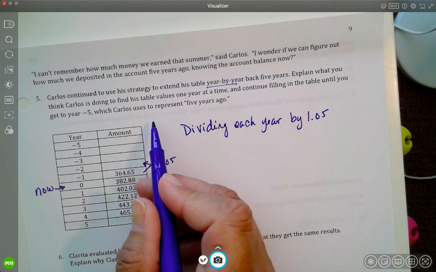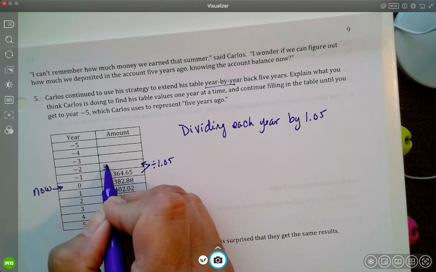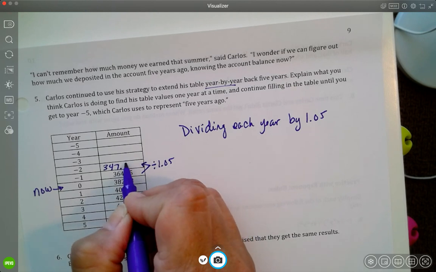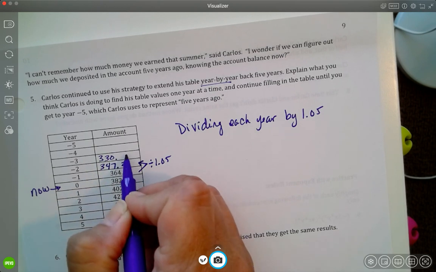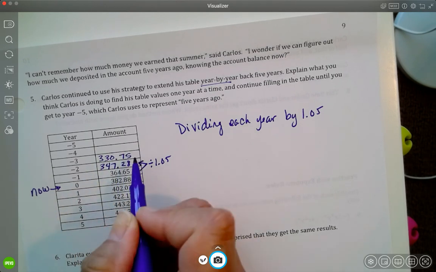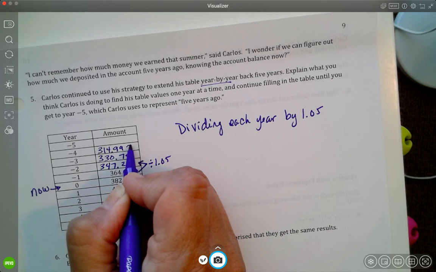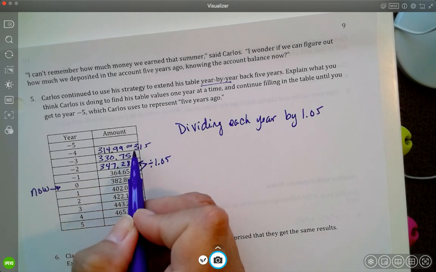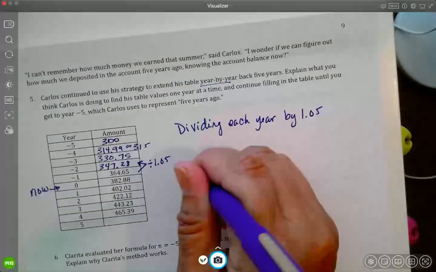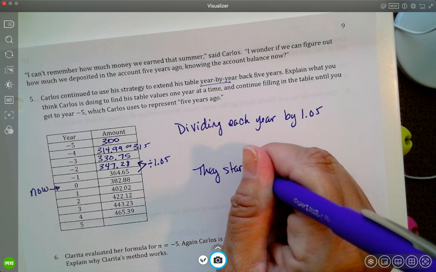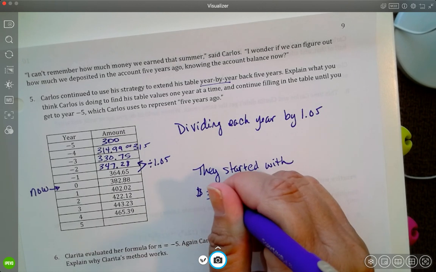So if you're going this way, you're dividing by 1.05 and then again and again. So if he divides this by 1.05, he ends up with about 347.28, and then he divides this by 1.05 and gets about 330.75, and then he divides this by 1.05 and gets about 314.99, which is about 315. And then he divides this by 1.05 and gets 300. So they started with $300 5 years ago.